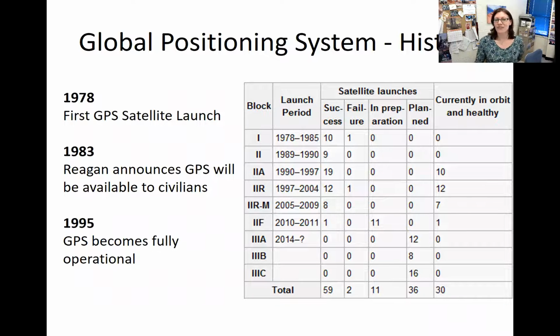What's the history of global positioning systems? It is actually a while ago, not super recent, that the first GPS systems were launched. 1978 was when the first satellites were launched. For the first 5 years, all of those satellites were kept military secret. In 1983, that changed, so it went from military technology to civilian technology.